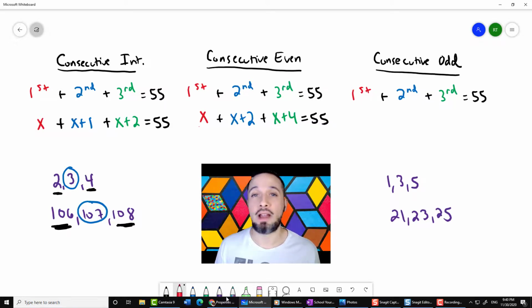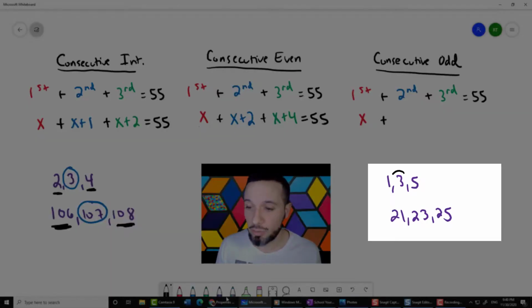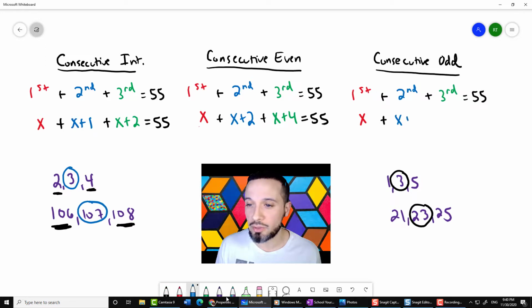And since we're trying to find 3 numbers that are consecutive odds, I would pick x for my first one because I don't know what it is. And now to get the second one, I would just say, okay, how much more is the second one compared to the first? And I can see that this 3 here is 2 more than 1. Or 23 is 2 more than 21. Which means I would put x plus 2 because the second number is going to be 2 more than the first.